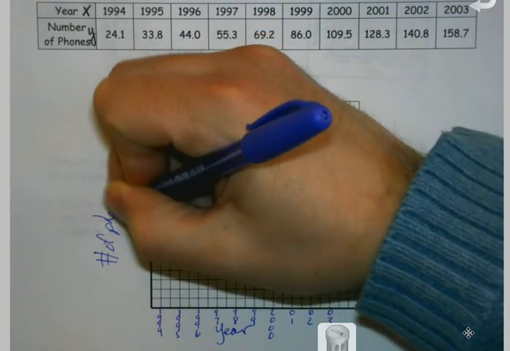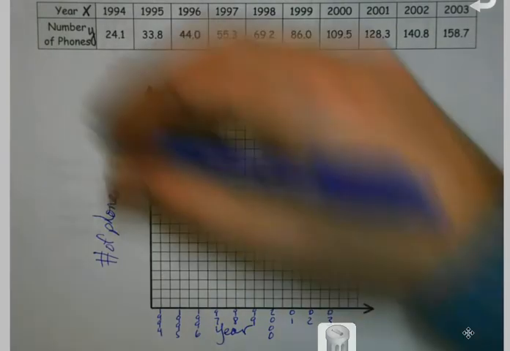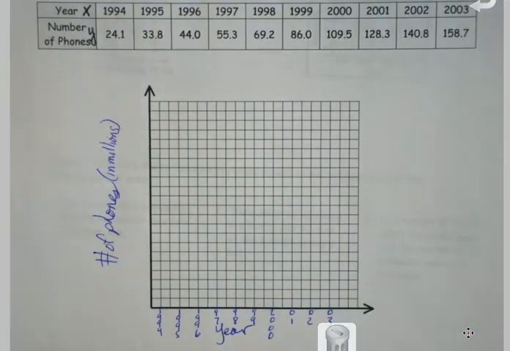I always want to label what that is too, and that's going to be the number of phones that I'm looking at here. And I also want to write next to that if it's in a different numeric format. In other words, I don't want to just write like 24 and 33.8, and people think they only sold 33 phones in 1995. No, that's millions. So I want to make sure I put that in there too.